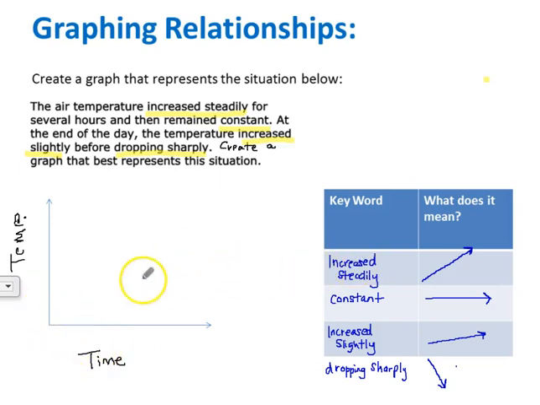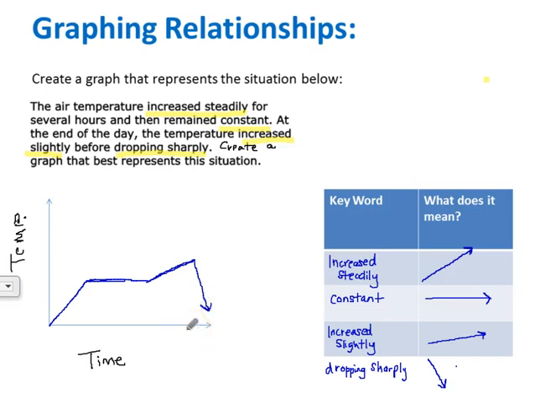So we start with our increase steadily, and then remember our temperature after several hours remained constant. So we're going to draw in our horizontal line to show that it remained constant. At the end of the day, the temperature increased slightly. So just a little bit of a slope to show increased slightly before dropping drastically, dropping sharply. And we'll show that by this, going down.